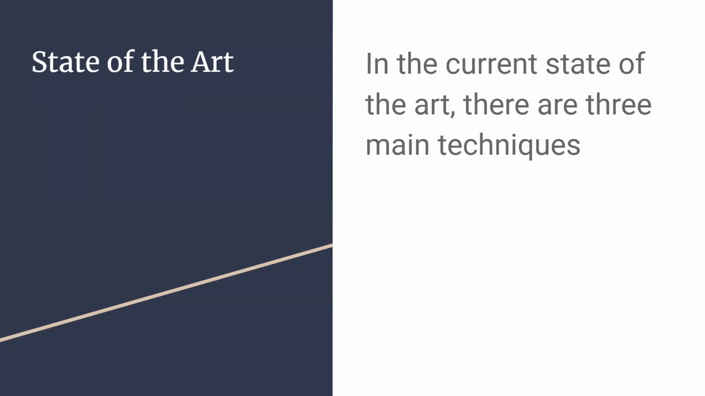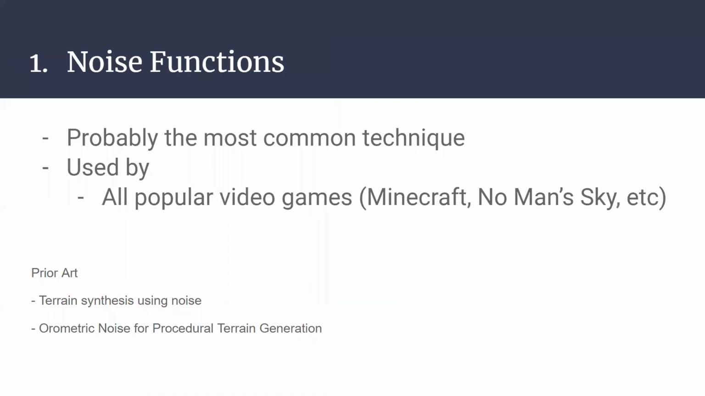All right, so let's talk about state of the art. There are three main techniques that are used in state of the art right now that are not machine learning, just in general. Number one, everyone's heard of this, is noise functions. By far the most common technique. Every video game you've heard of uses it. That's Minecraft, No Man's Sky, everything. Name a video game that has procedural terrain, it uses noise.